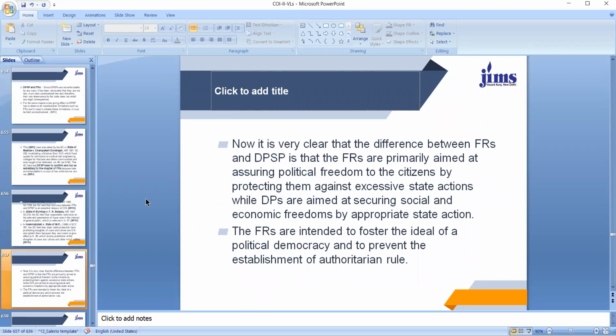So dear students, by now it is very clear that the difference between fundamental rights and directive principles of state policy is that the fundamental rights are primarily aimed at assuring political freedom to the citizens by protecting them against excessive state actions, while directive principles are aimed at securing social and economic freedoms by appropriate state action. The fundamental rights are intended to foster the ideals of a political democracy and to prevent the establishment of an authoritarian rule.